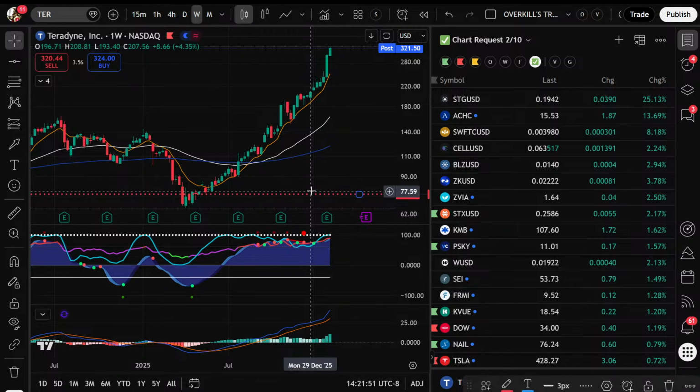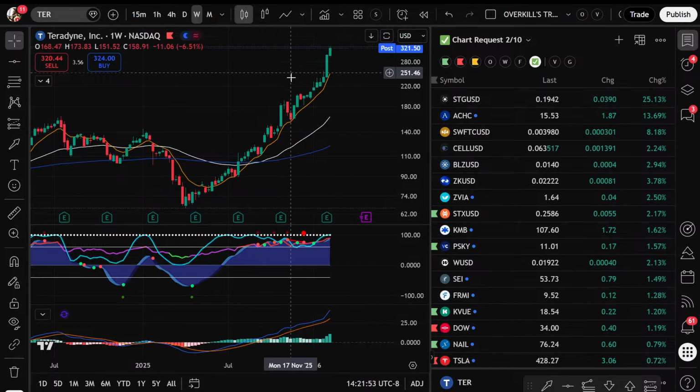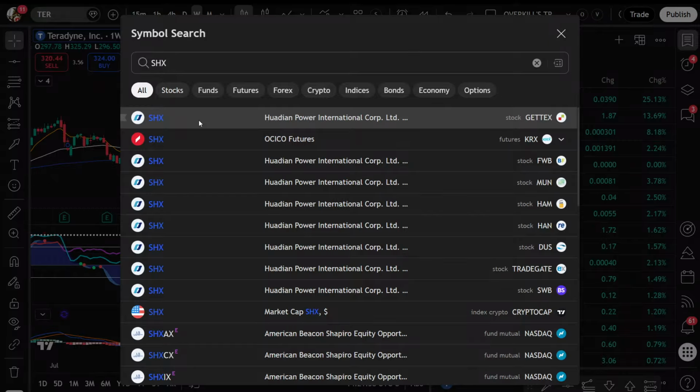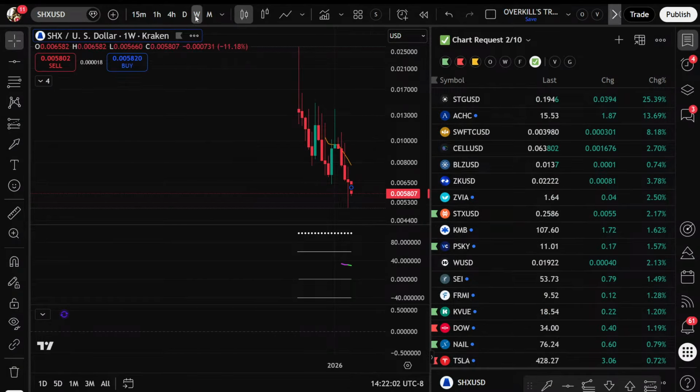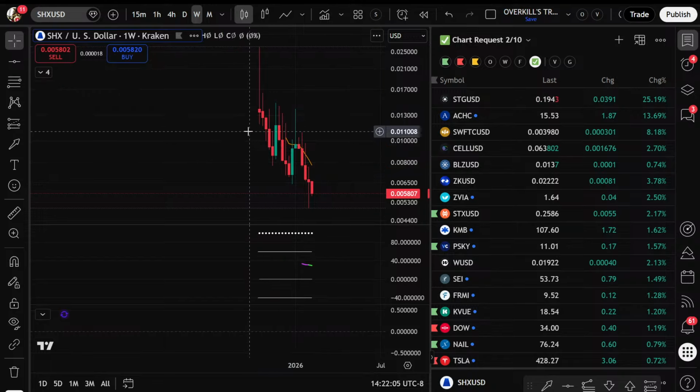350% right now. Whoever was buying down here is soon going to take profits up there. Bob says SHX. Is that a crypto or a stock? If you're talking about the crypto, it's too new. I don't have any data.